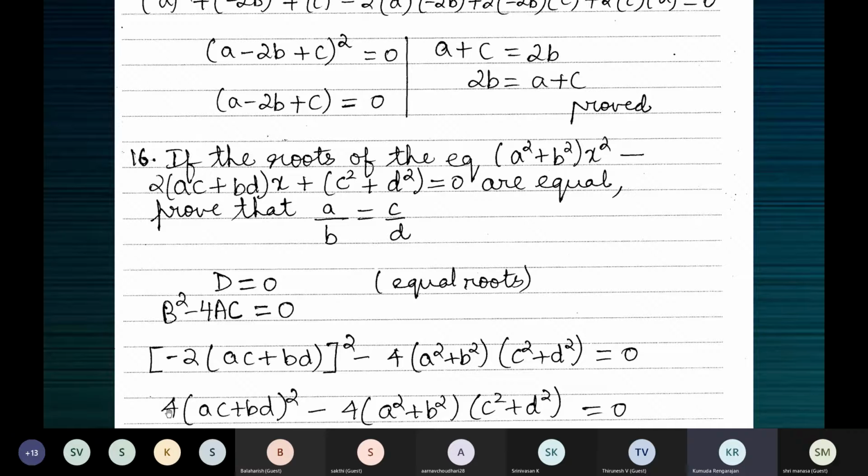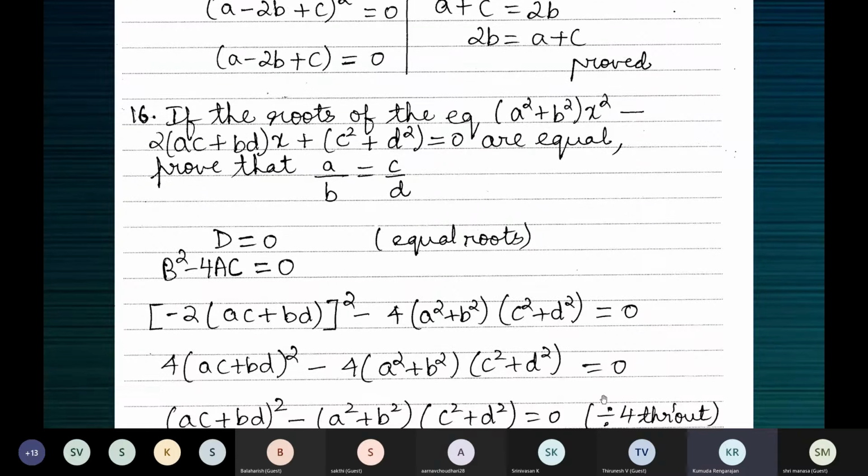Minus 2 into minus 2 is plus 4. So we are left with this one, ac plus bd. The square applies only for ac plus bd because the square is already applied on minus 2. And these as it is. It's an equation, so you can divide throughout by 4. We have another term in the RHS, which is 0. So divide these 3 terms by 4.